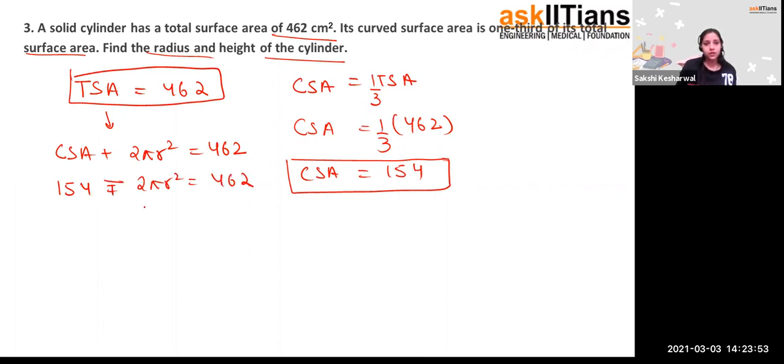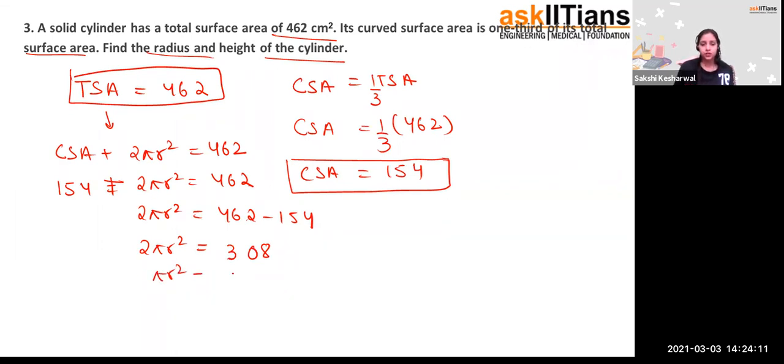462. So 2 pi r square is equal to what? 462 minus 154. So 2 pi r square is equal to what? 12 minus 4 is what? 8. And 5 minus 5 is 0. And this is like 3, right? So this is equal to what? 2. If you divide this, pi r square is equal to what, beta? 154, right? Now, you take the value as 22 by 7, so pi r square is equal to what? 154. So this is like 11 twos are, and this is like 1 and 4, right?